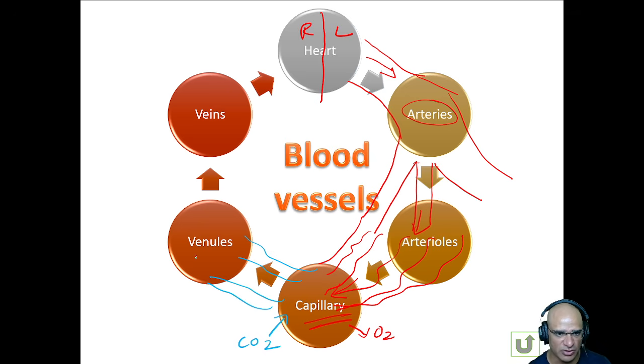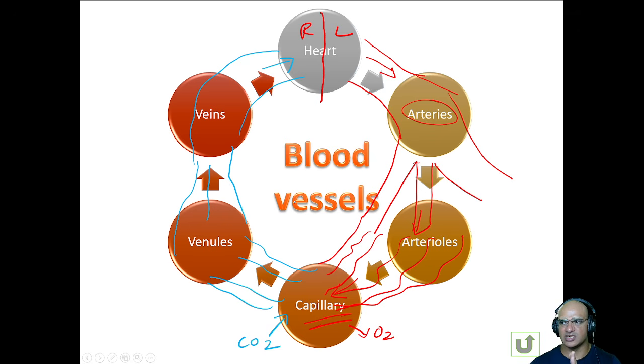Now the capillaries start joining together and they become bigger pipes called venules, and these venules all join together to form slightly bigger pipes called veins, and these veins come and deposit the deoxygenated blood in the right side of the heart. So you should know this path of the blood.